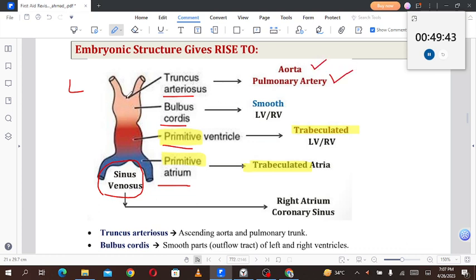This is the common truncus arteriosus, which will give rise to aorta and pulmonary artery. Then bulbus cordis is going to give rise to smooth left and right ventricles. The primitive ventricle will give rise to trabeculated left ventricle and right ventricle. Okay, and primitive atrium will give the trabeculated atria. So remember that the primitive atrium and ventricle will give the trabeculated part of the ventricles or atria, and the bulbus cordis is giving the smooth part of the left ventricle and the right ventricle. Then we have the sinus venosus, which will give rise to right atrium and the coronary sinus.